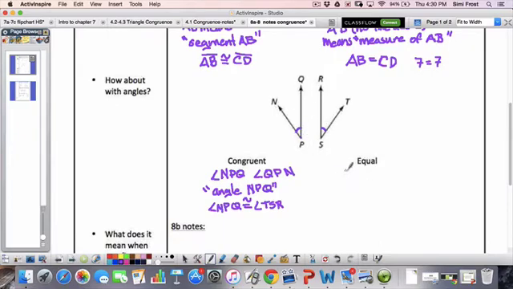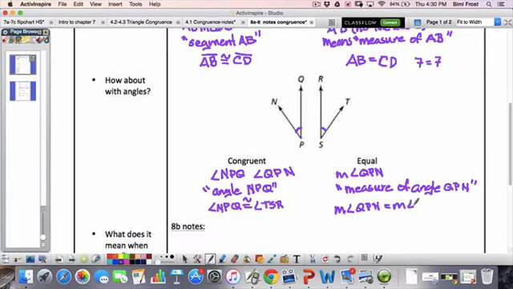Okay, so when we talk about equal, now we want to talk about the measure of angle QPN. I'm just writing it differently just because. All right, measure of angle QPN. So what we're writing here is measure, and in this case, we would use an equal sign. So we could say the measure of angle QPN is equal to the measure of angle TSR.